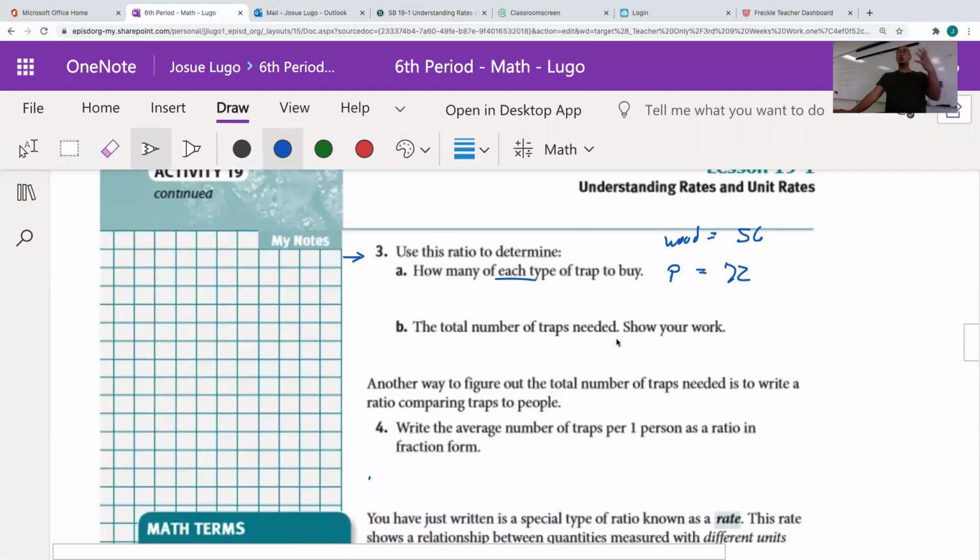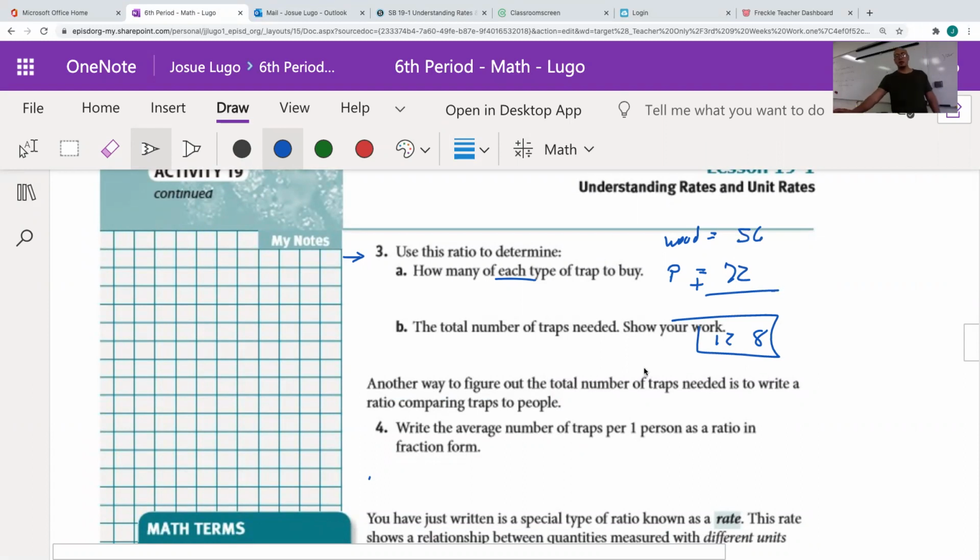So what is the total number of traps needed? Well, what's the wooden ones plus the plastic ones? You can figure that out on your own, right? 6 plus 2 is 8. 7 plus 5 is 12. Ladies and gentlemen, we need a total of 128 mousetraps. 128 mousetraps. That's what we get for 3B.